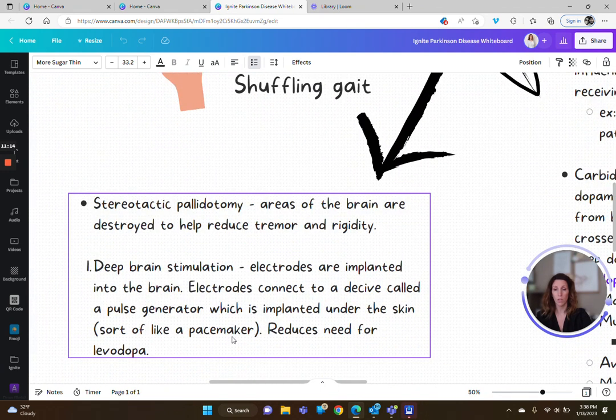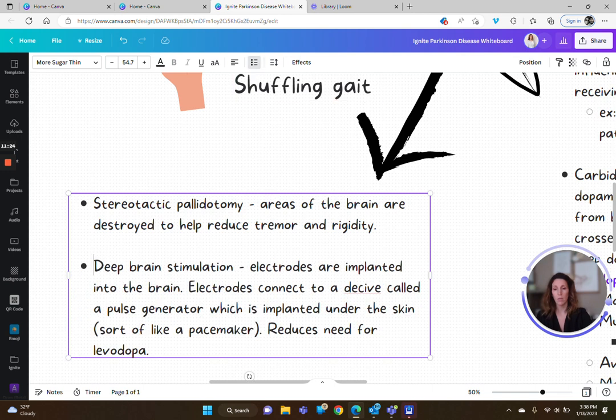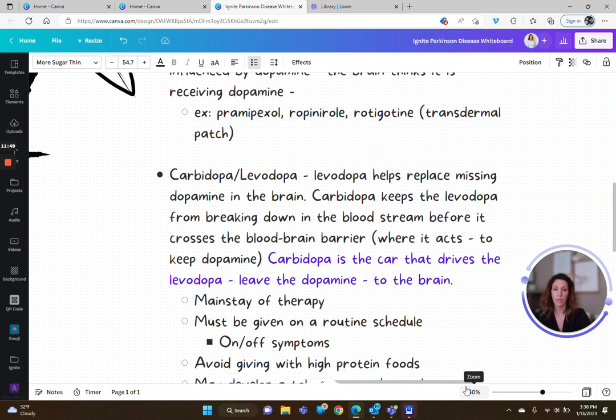And then deep brain stimulation. This is where electrodes are placed in the brain. So they put these little electrodes in, and they connect to a device called a pulse generator, and that is implanted under the skin, sort of like a pacemaker. So they might have a little thing implanted under the skin. And the whole point of this is to decrease the need for levodopa, which we're going to talk about here in detail. Levodopa, a common medication used to treat Parkinson's disease.